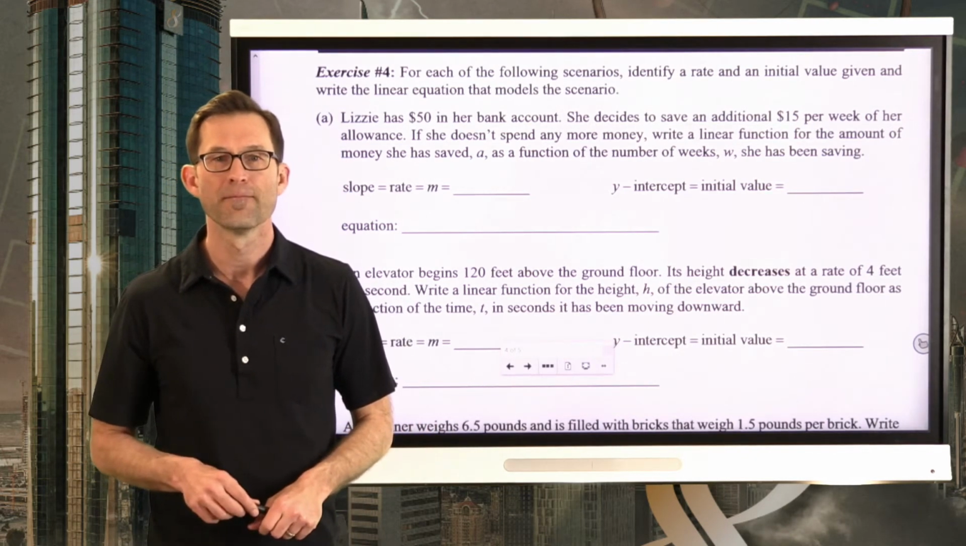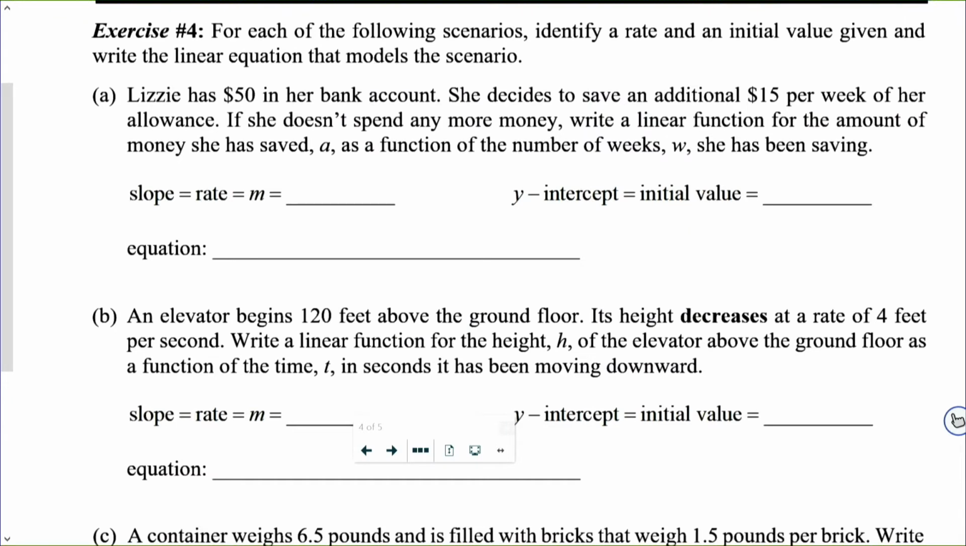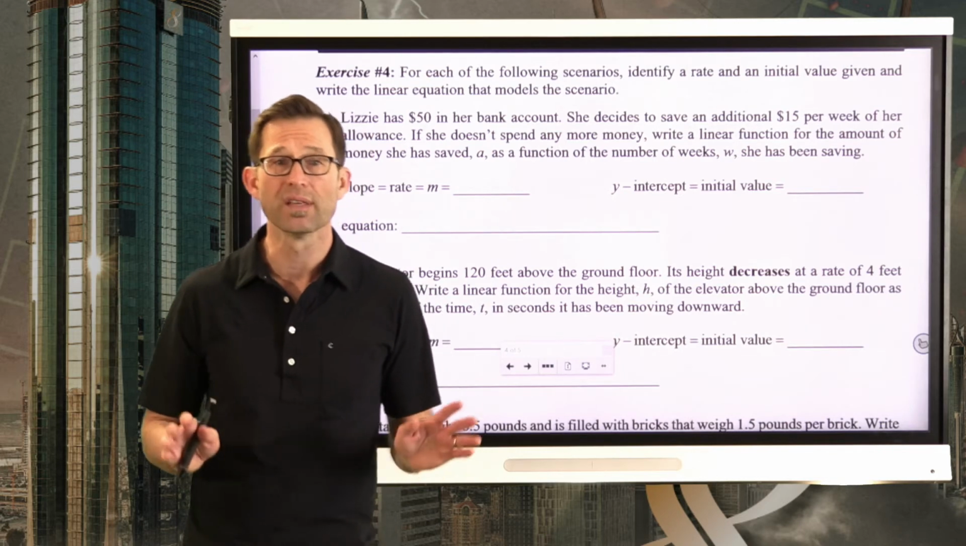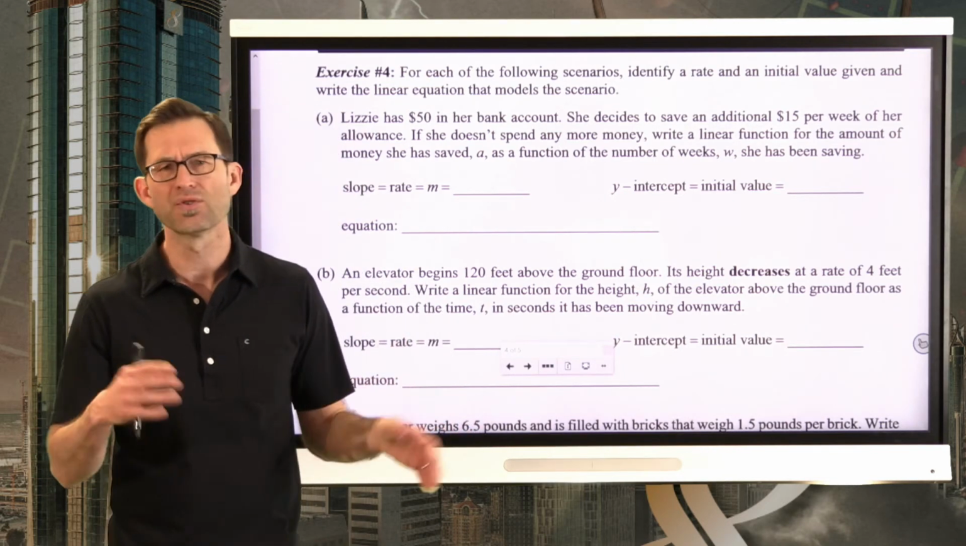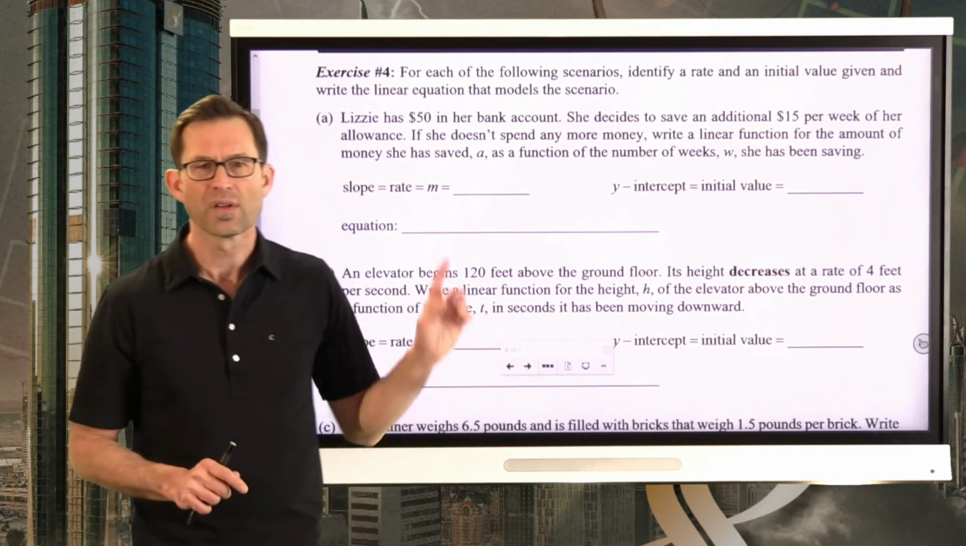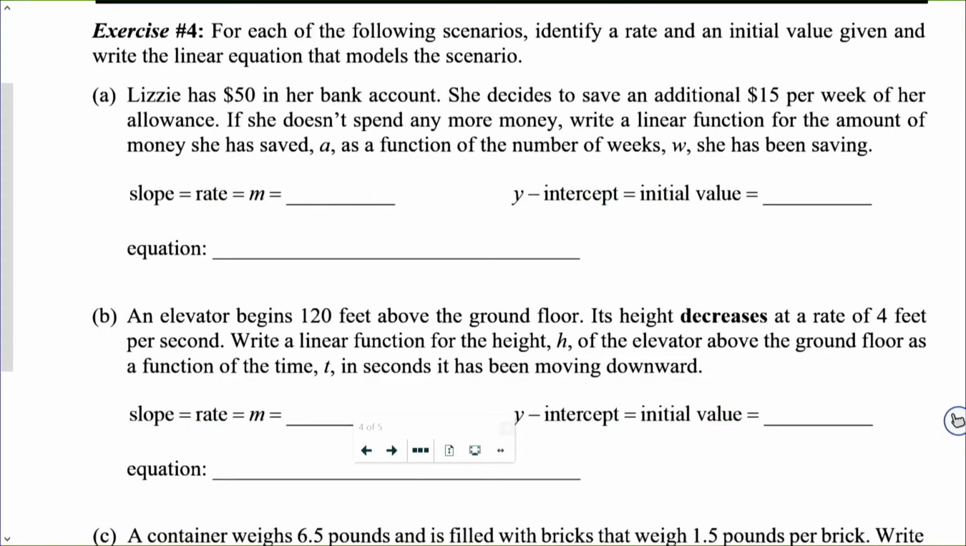Let's take a look. For each of the following scenarios, identify a rate and an initial value given and write the linear equation that models the scenario. All right, and we're going to do all of these in terms of y's and x's, okay? So no h's and t's, but y's and x's. So let's take a look at letter A. Oh, actually, maybe we're not going to do it in terms of y's and x's.